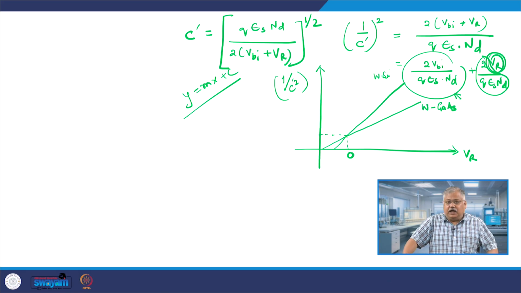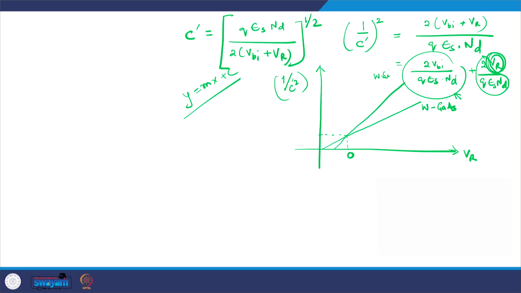Now, when you place VR equals 0, then the right-hand quantity vanishes and you are left with 2 by q epsilon s Nd as the value of your 1 by C-bar squared for both the cases. And when the value goes on changing for the reverse bias, you see a change here because of the Nd change taking place here.